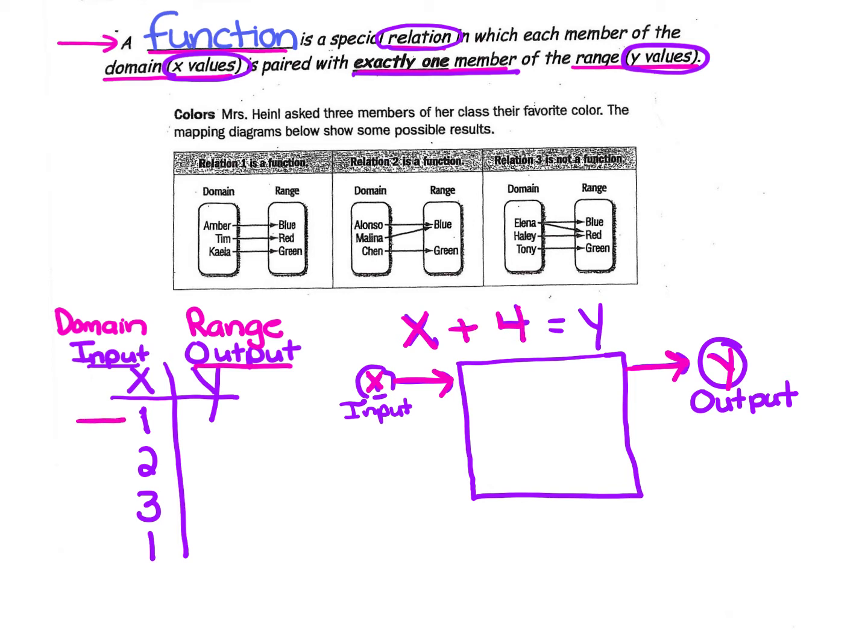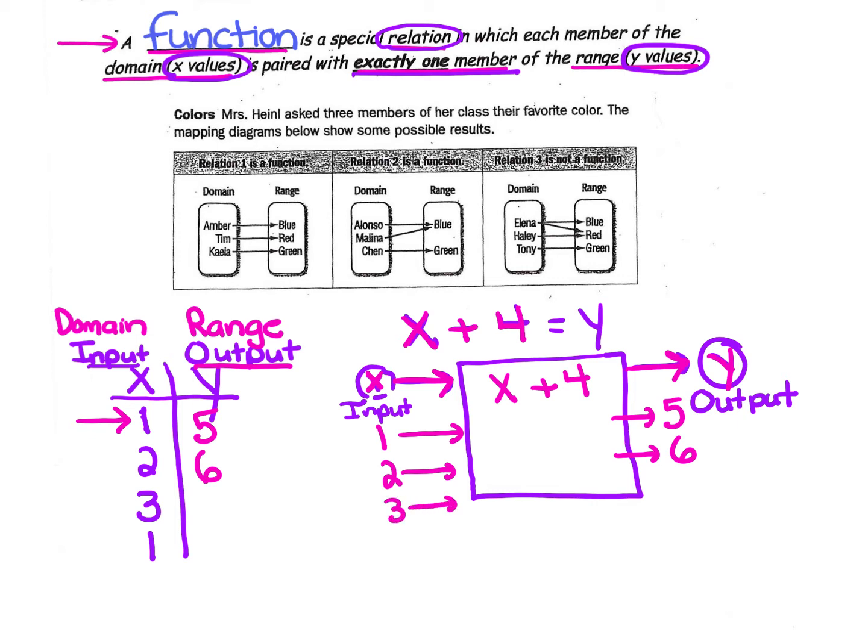For example, if we input the number 1 into this equation, it will take that value and add 4. Our output value is, of course, 5. If we take the 2 and do the same, it will add 4. Our output value is 6. And a 3 input into the machine will produce an output value of 7.